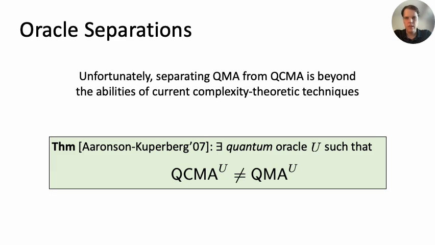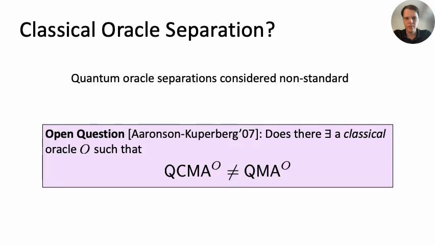So the first result along these lines was due to Aaronson and Kuperberg, who gave a quantum oracle, U, such that QCMA is not equal to QMA. So what about a classical oracle separation? Quantum oracle separations are largely considered non-standard by the community, and so an open question since their work was whether there was a classical oracle O, accessible in superposition, such that QCMA and QMA are separated relative to this classical oracle.